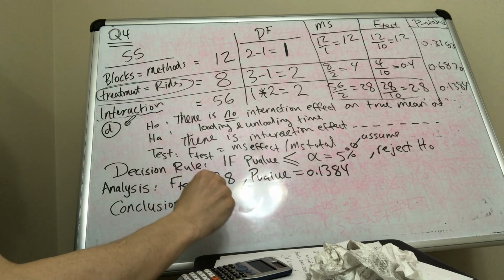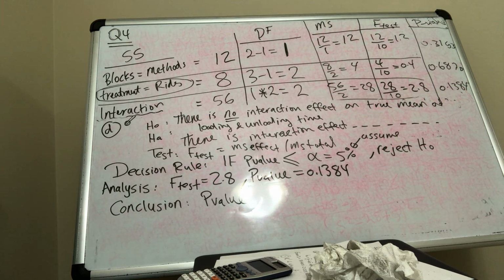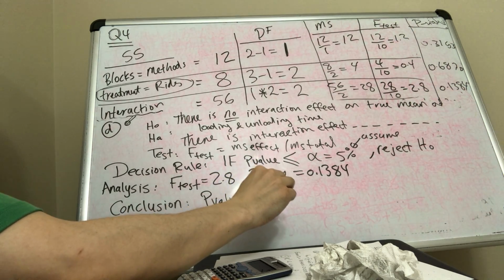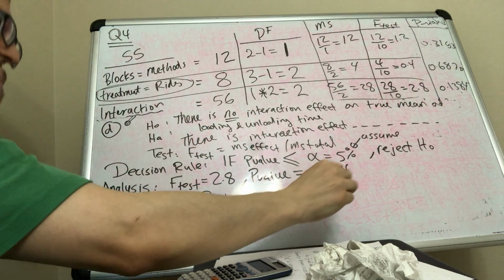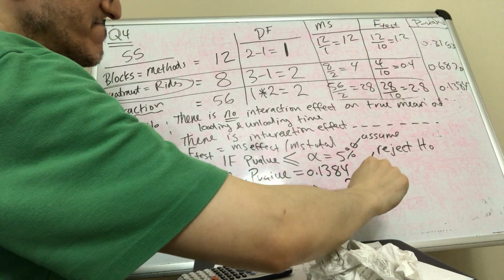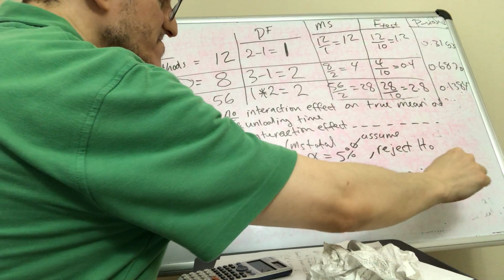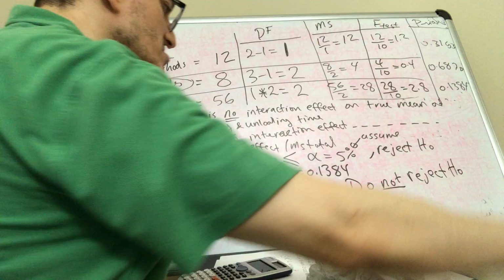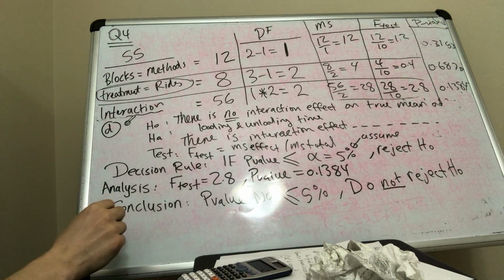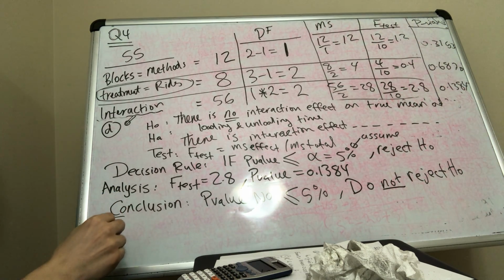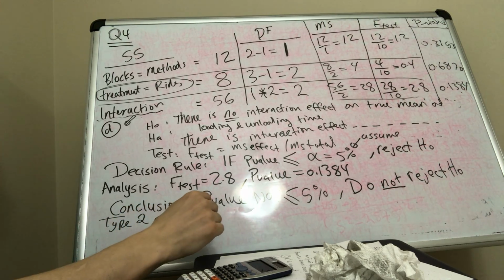Looking at this p-value, is 13.84 less than 5%? No. Not less than or equal to 5%. So again, do not reject H0. Do not reject H0. Type 2 error could be committed.